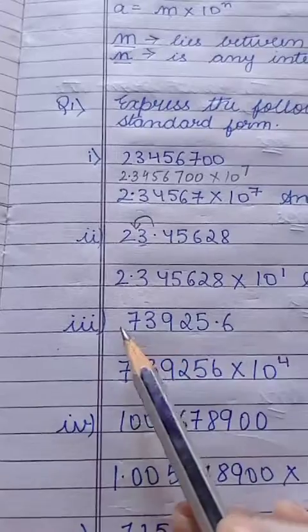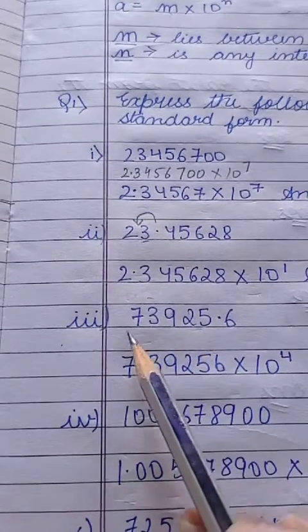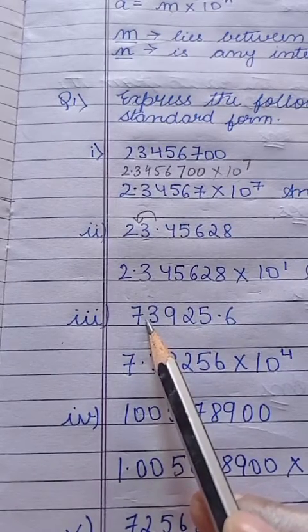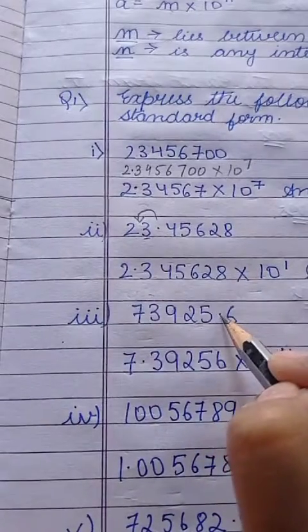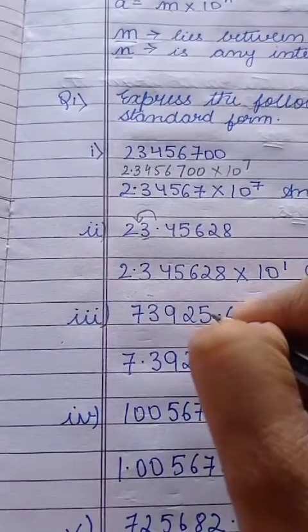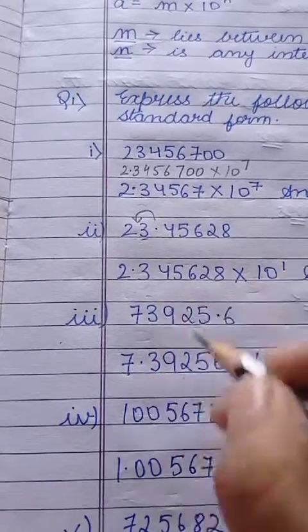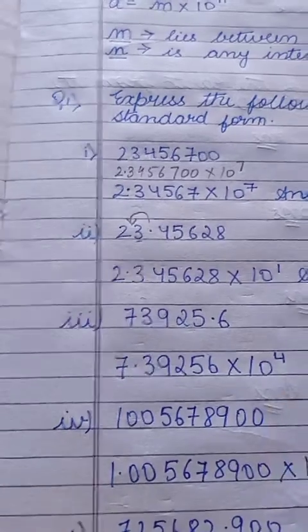Look here now. Here, such a large number. In order to make it between 1 to 10, decimal should be here. 7 point something. Clear? 7 point something. So, right now decimal is here. How many digits it has to move? 1, 2, 3 and 4. I put the decimal here and multiplied with 10 raised to the power 4.